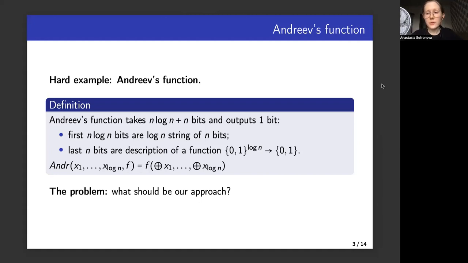The lower bound for Andreev's function is proved by applying a random restriction to a formula computing it and estimating how this formula would shrink after this random restriction. And apart from that, there are not many working methods for proving any lower bound for Boolean functions. So the main problem here is what should be our approach to strengthening Boolean formula lower bounds?